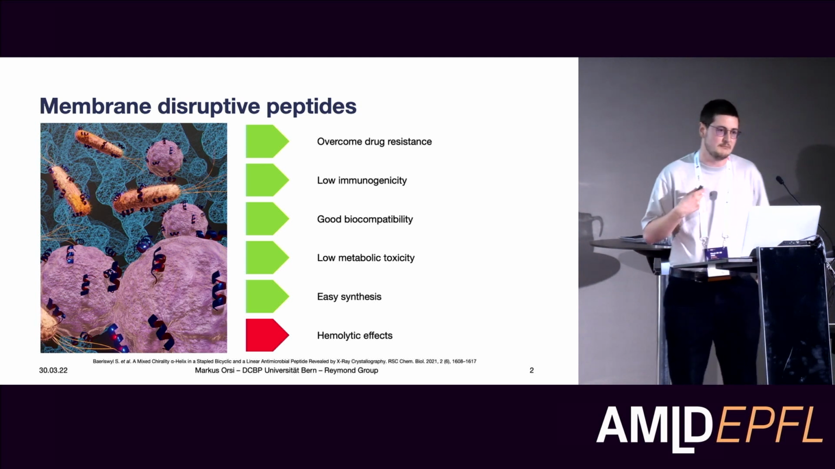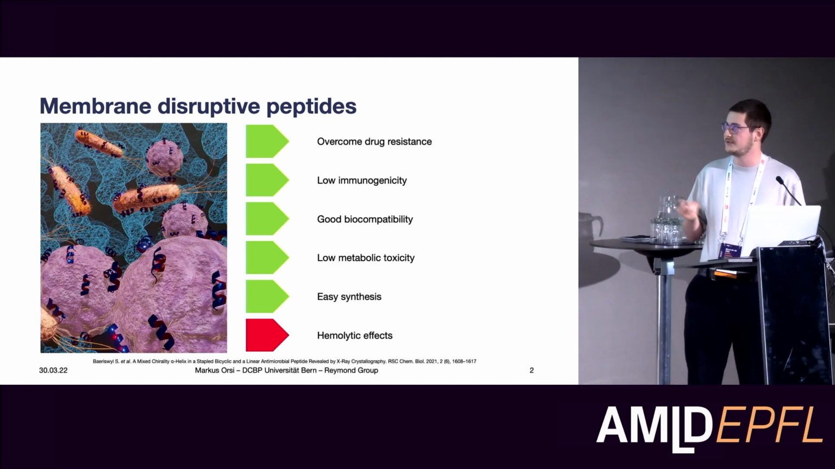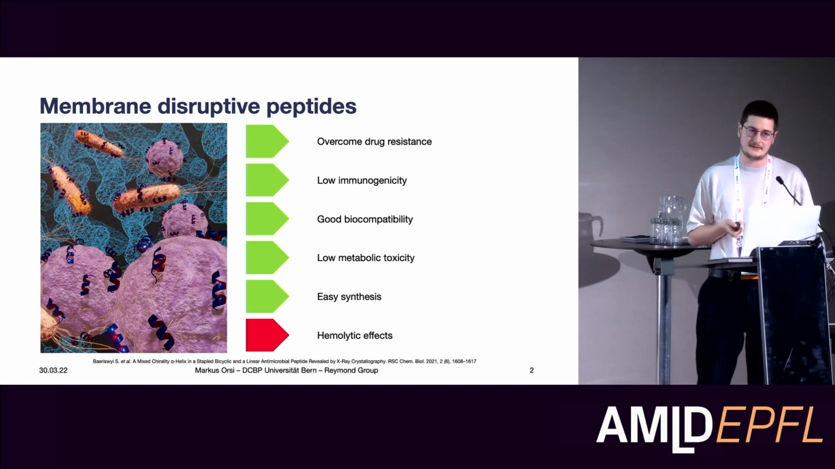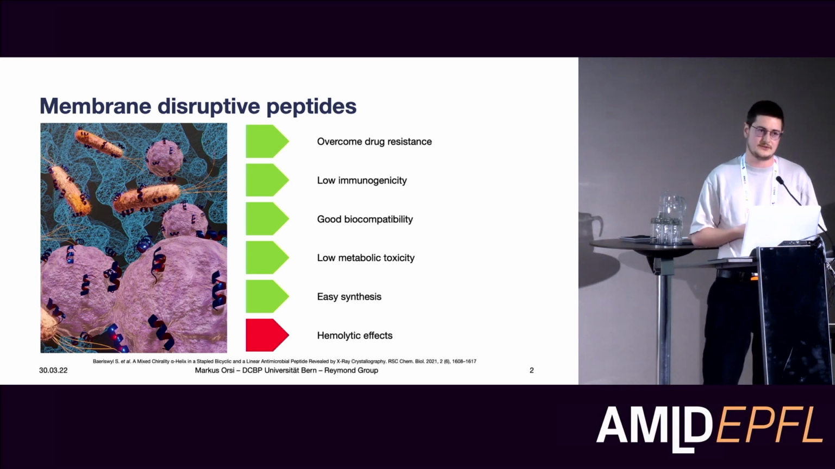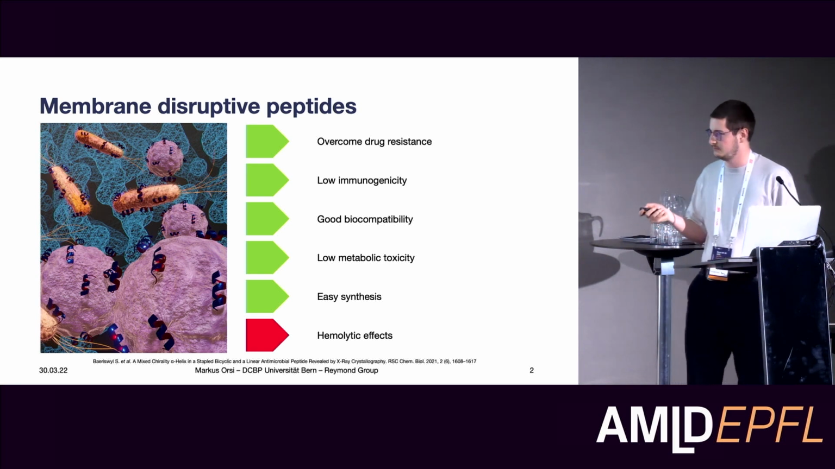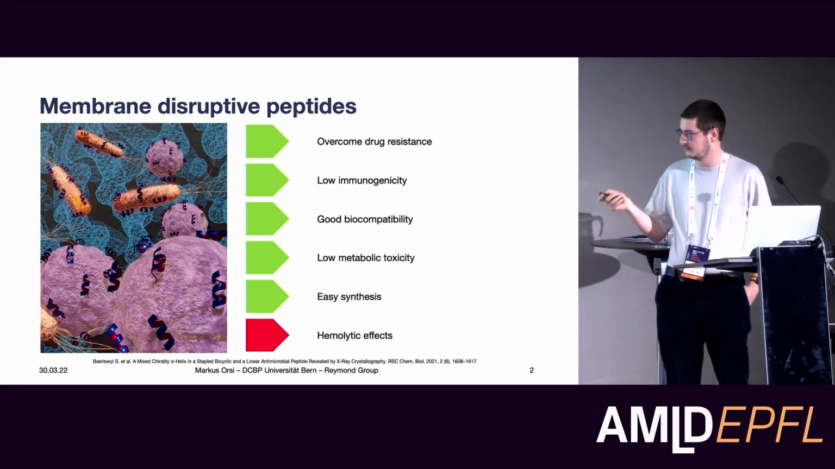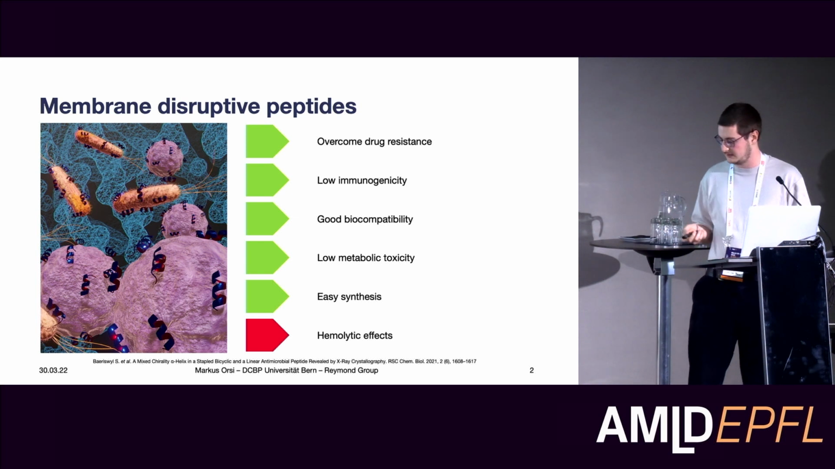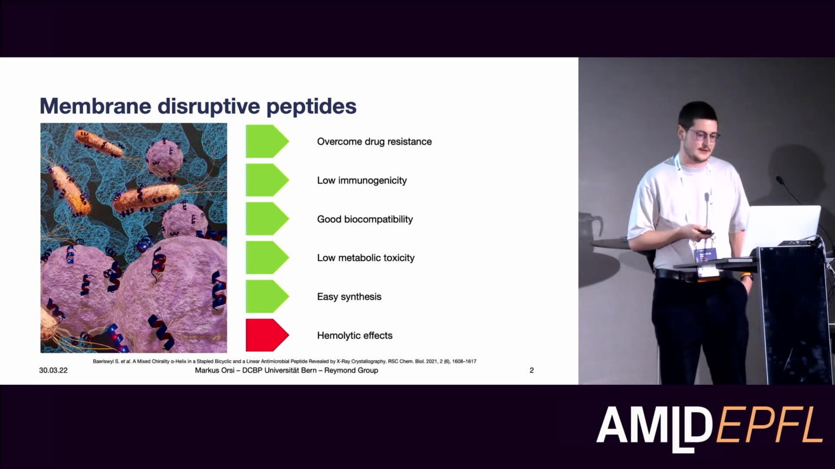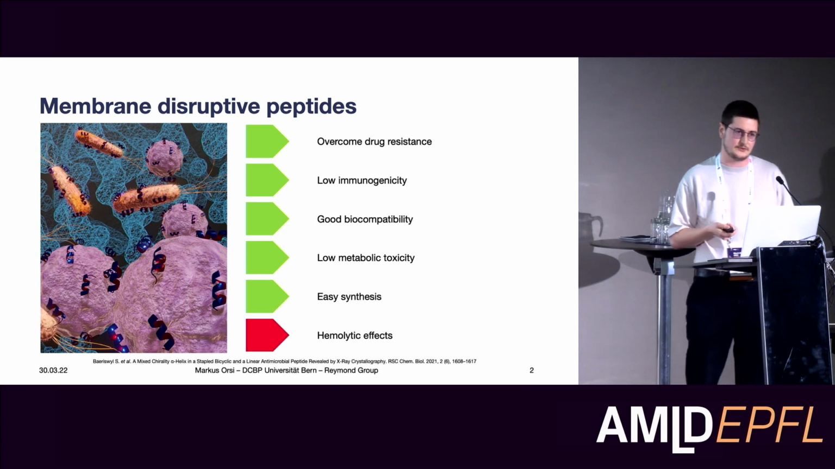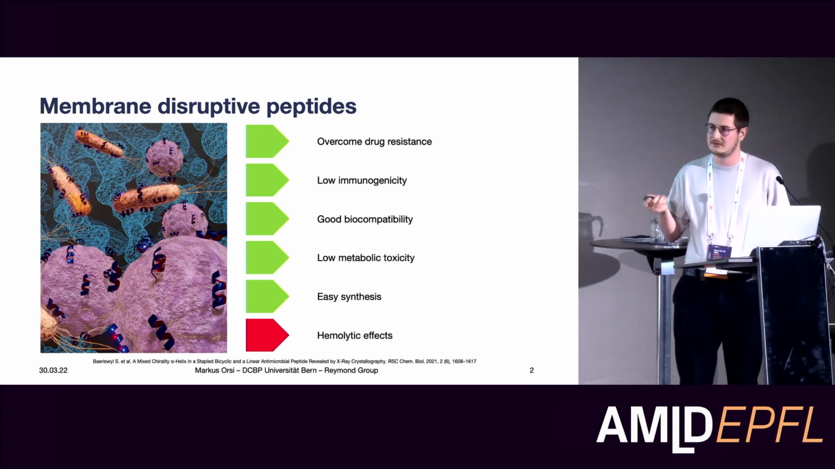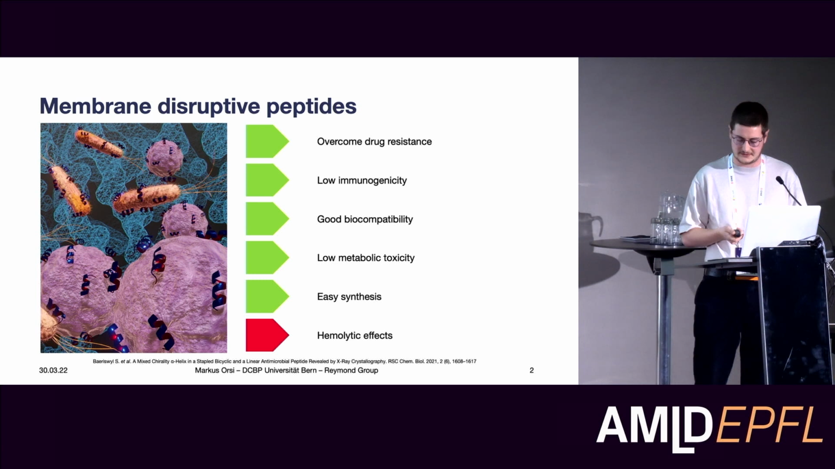The only major issue of membrane-disruptive peptides is that they often lack selectivity for our target membranes. So they very often also attack healthy human cells, most specifically red blood cells, which is why these therapeutics are very often displaying hemolytic effects. So they kill red blood cells, which is the reason why when we design such sequences, we're not only interested in designing active sequences, but also non-toxic ones.